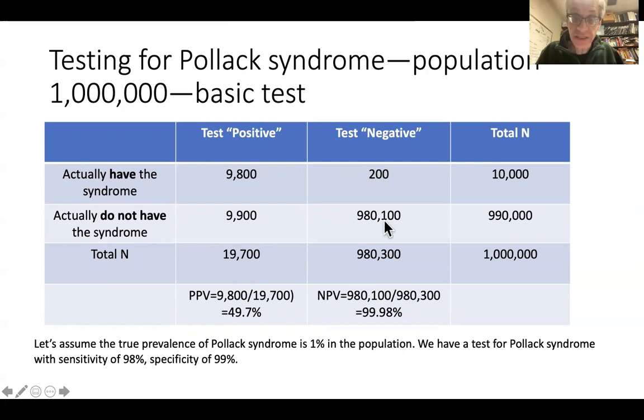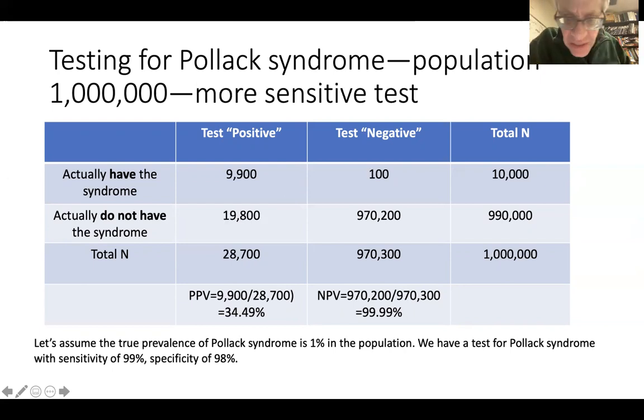My negative predictive value: I know I tested negative, so I know I'm in this column, but I don't know if I'm here or here. Well, the NPV is just 980,100 divided by 980,300, which is like 99.98%. So the NPV on this thing is really, really high, which is not surprising. Only 1% of the population has it, and of those, 98% would have been detected. So if I get a negative result, I'm very, very confident I don't have this thing.